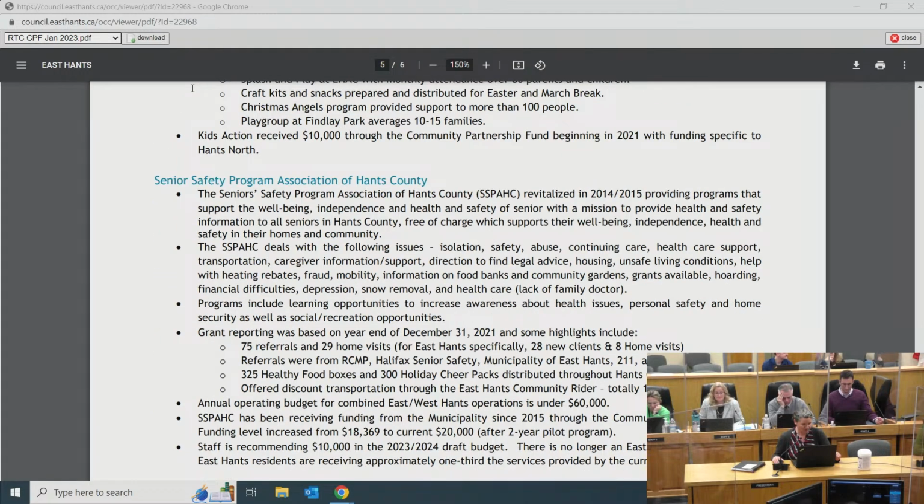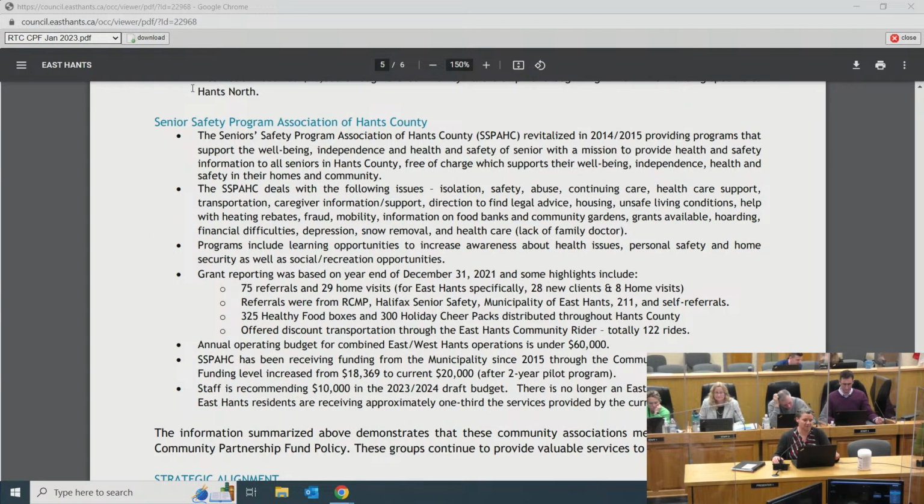And finally, we have the Senior Safety Program Association of Hants County. It's known by most as Hants Senior Safety. And we have noticed that they've had some struggles during COVID and now post-COVID, but they seem to have leveled out in such a way that they don't have an East Hants coordinator as they used to. So Staff Grant Review Committee is actually recommending reduction of their funding this year.